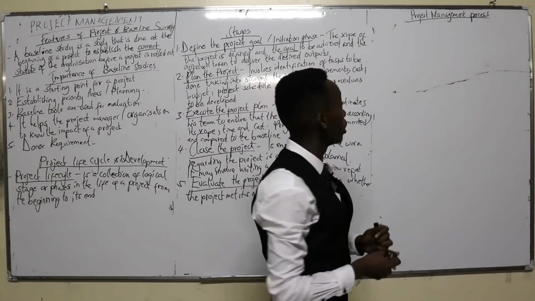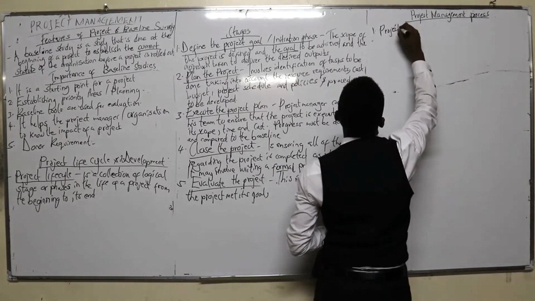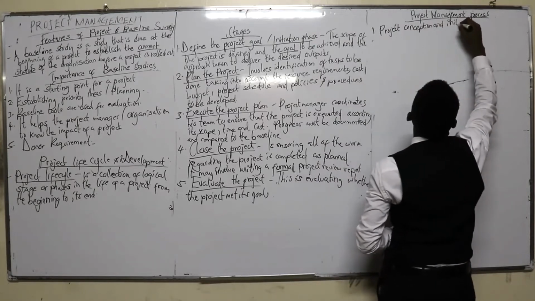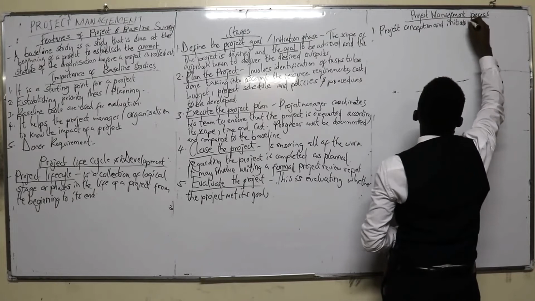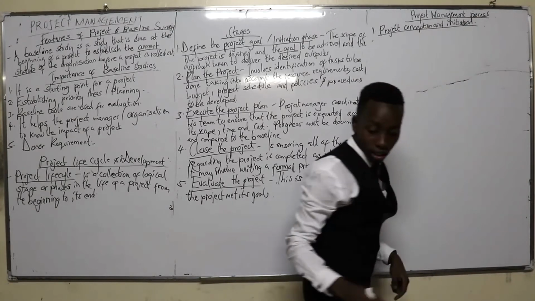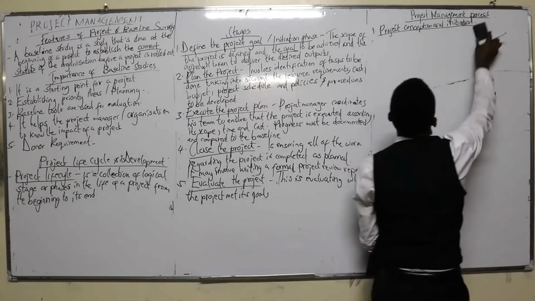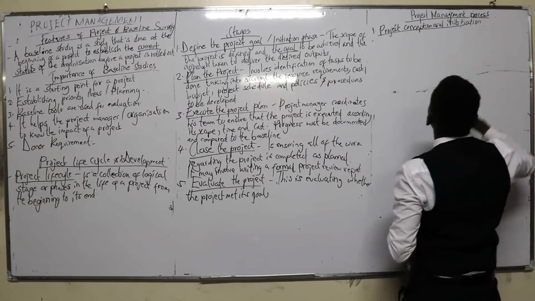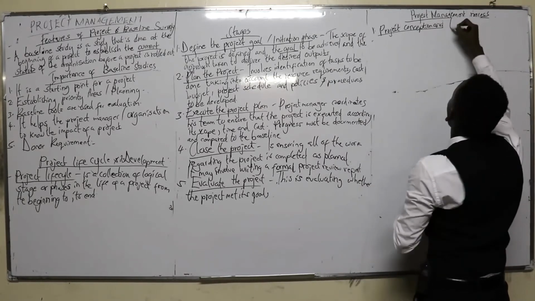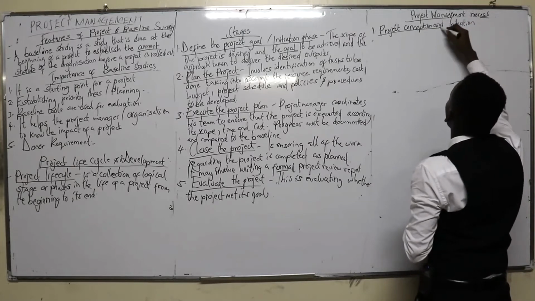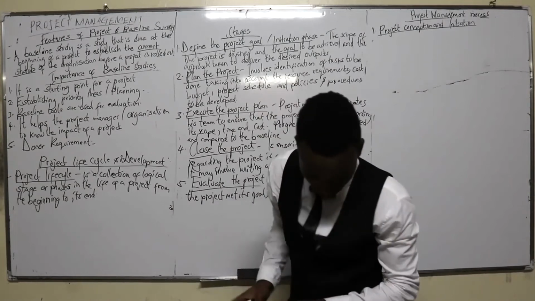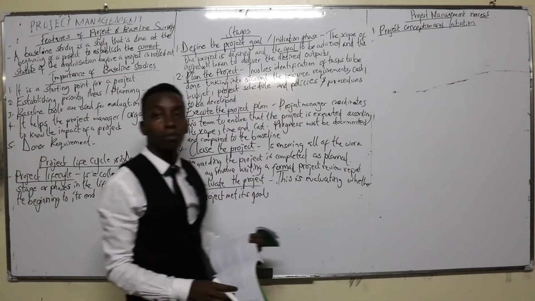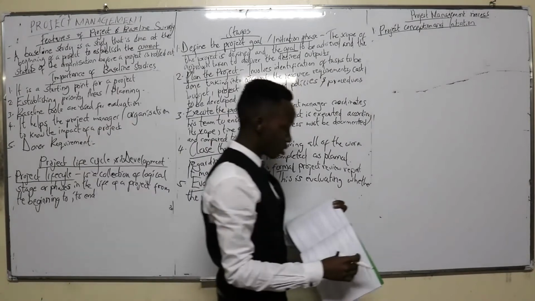The first one is project conception and initiation. Remember, this is how you apply the knowledge and skills towards coming up with a project that is actually helpful to individuals. For this stage under the project management process, this is where you define if this project will benefit the organization or not.